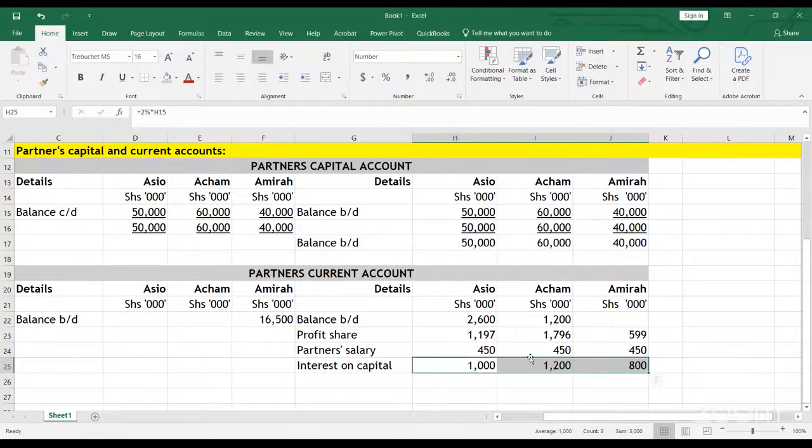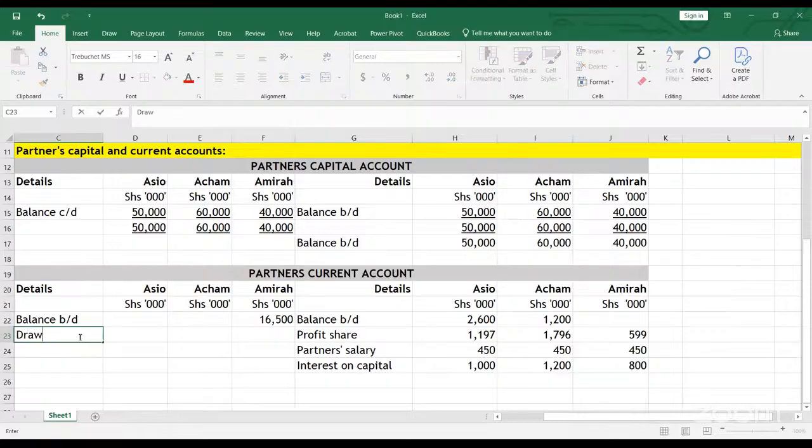The drawings are to be debited. Let us look at the drawings. How much are they withdrawing? We have the drawings in the trial balance. Just read for me the drawings from the trial balance. How much are the drawings of Asio, Acham, and Amira? Someone read for me the drawings very fast.